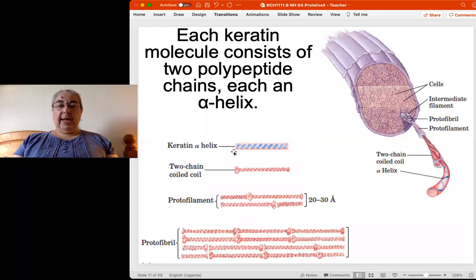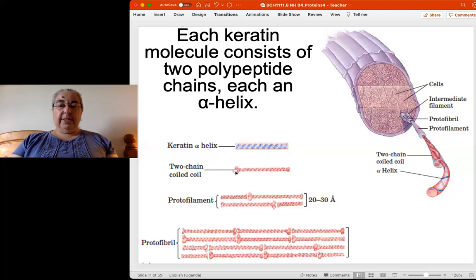Okay, so here is a keratin alpha helix. This is an alpha helical secondary structure of keratin protein. Here is a two-chain coiled coil. So that's what we've got here. In the coiled coil, we have two keratin molecules associating together as subunits of a dimer. Two are coming together and coiling around each other.